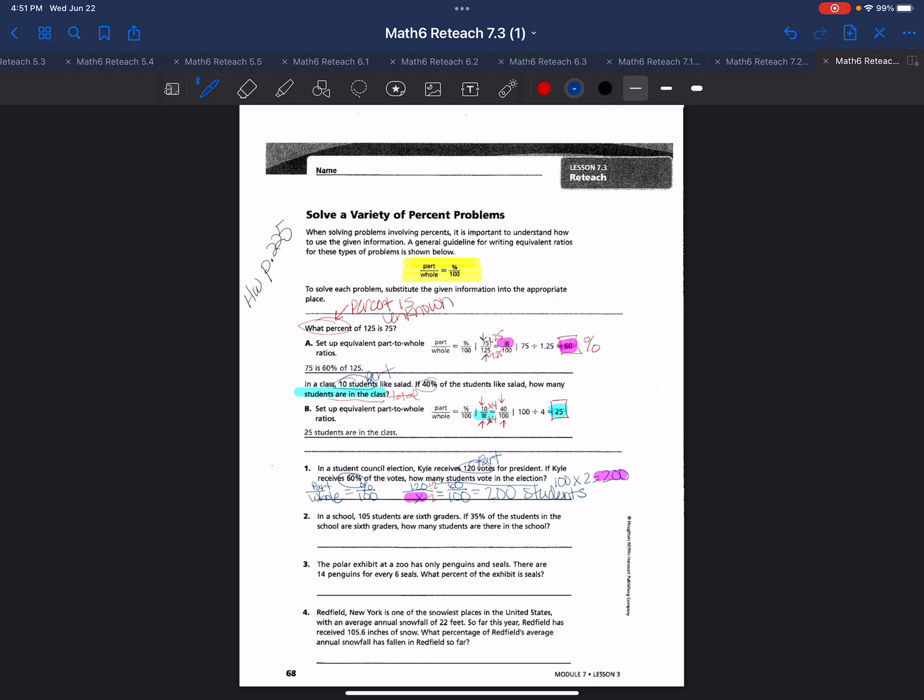Okay, I'm going to give you the answer to the next one. We are finding 35% of 105. So you can go ahead and solve that on your own. Stop the video right now and complete this problem on your own, and then I will give you the answer. So that one is 300 students.